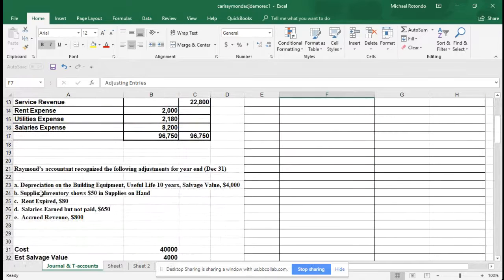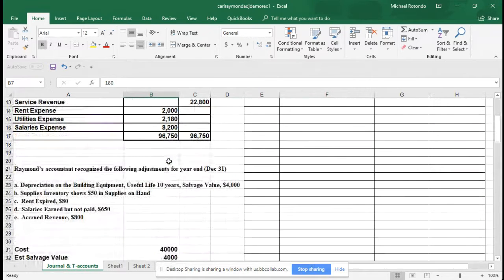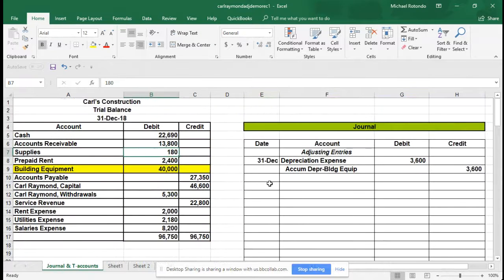So the second adjustment is the supplies inventory shows $50 in supplies on hand. Supplies on hand means that's what we have. So that's what we have in our supply cabinet. Our supplies account started with 180 at the beginning of the year. So somebody counted it and found that there's 50 left. So we must have used 130.